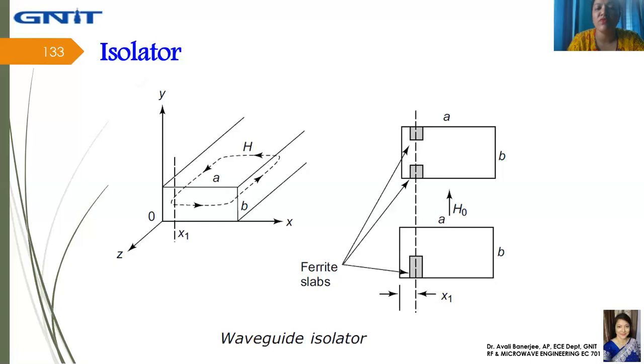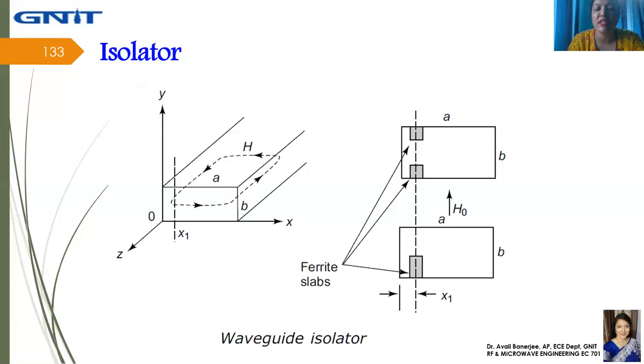An isolation of the order of 20 to 30 dB in the backward direction and a transmission loss of 0.5 dB in the forward direction can be achieved. So here the VSWR is in the order of 1.1.